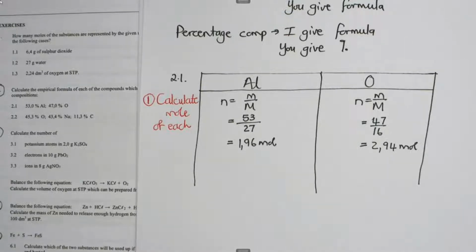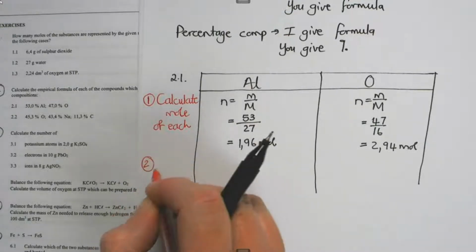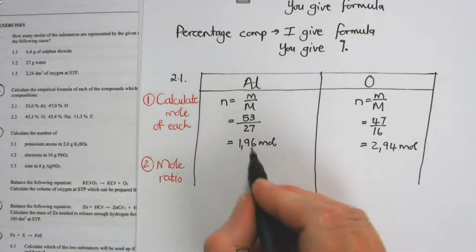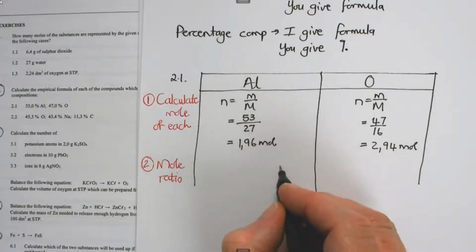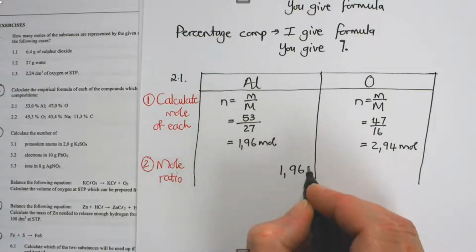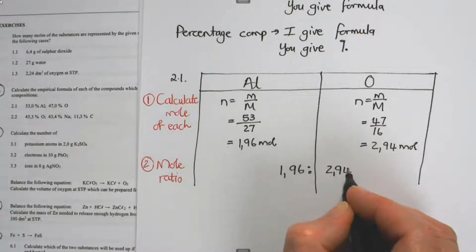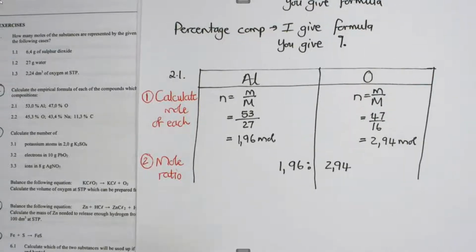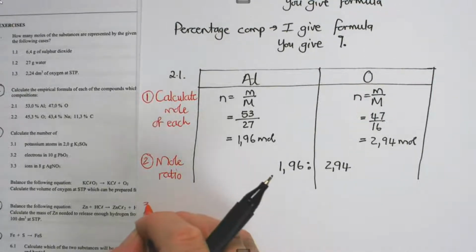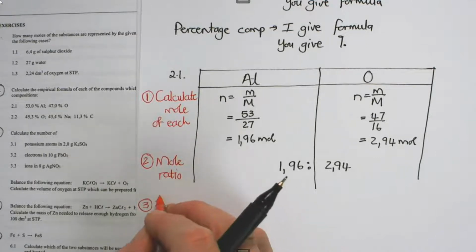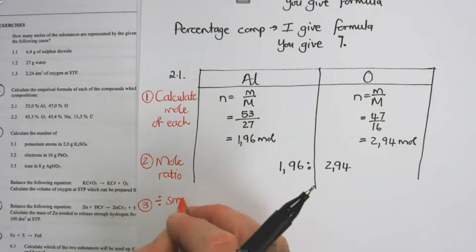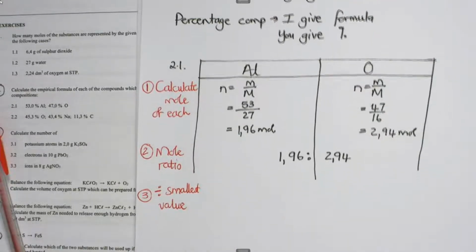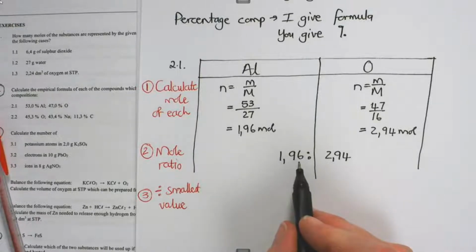Okay, then the second step, you do a mole ratio. So I'm going to take the values without the word mole and put them into a ratio, 1,96 to 2,94. So that is my mole ratio. Then step 3, I'm going to divide by the smallest value. In this case, 1,96 is the smallest value.